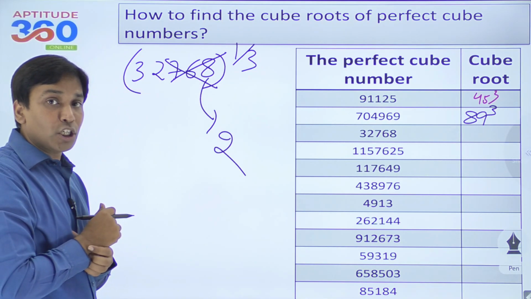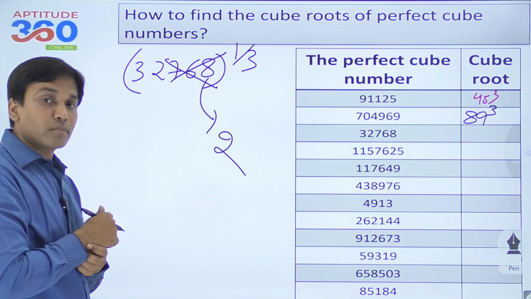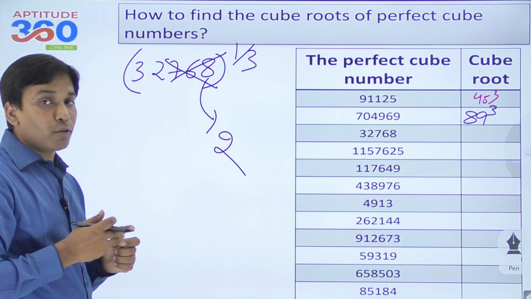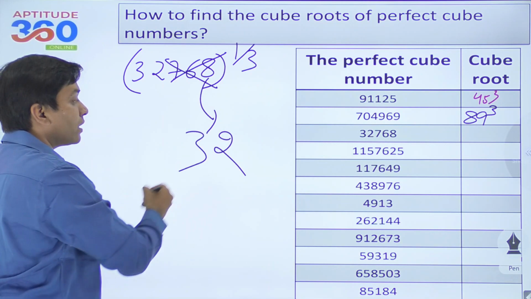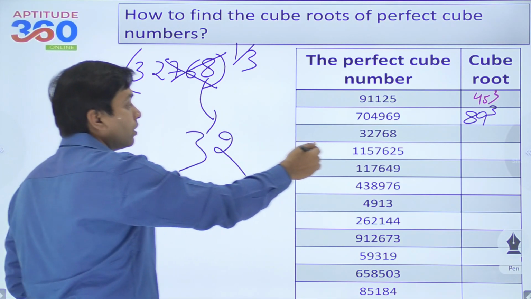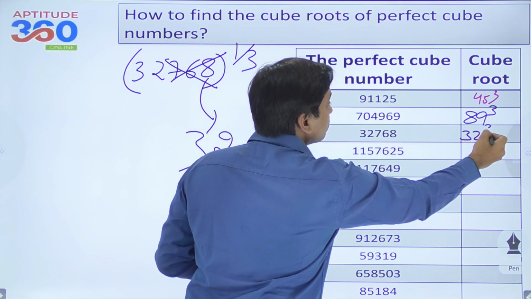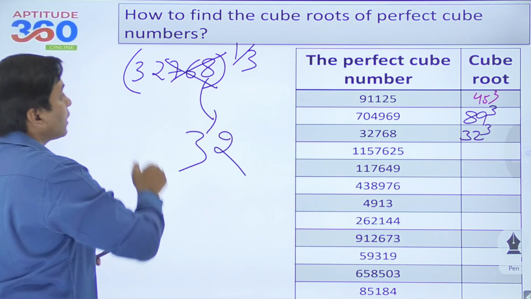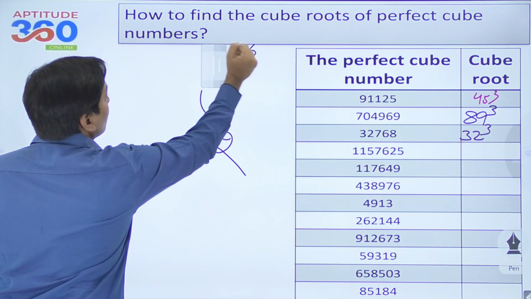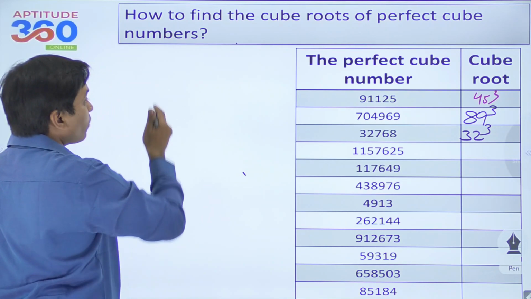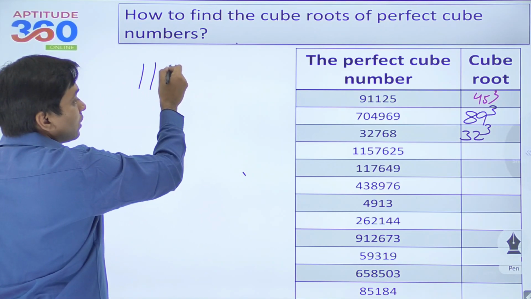Which number is a perfect cube and just less than 32? 3 cube is 27 and 4 cube is 64. So what is the possibility that we are left with? 3. So this number is 32 cube. Right? Now let's do the next one. The next one is kind of a bigger one.